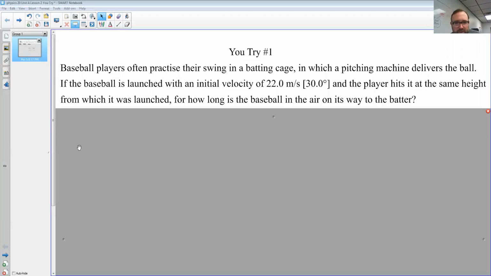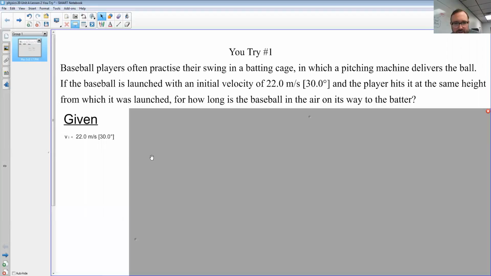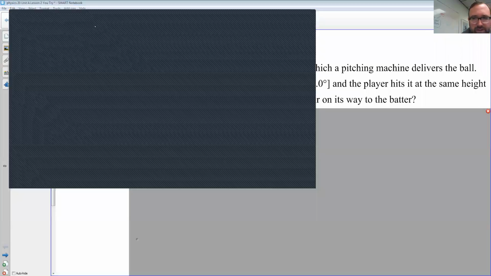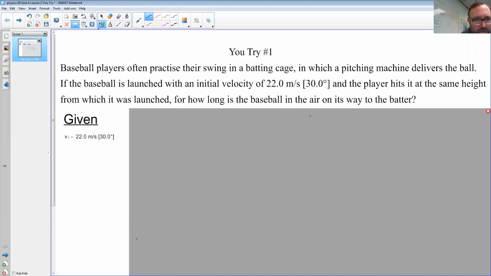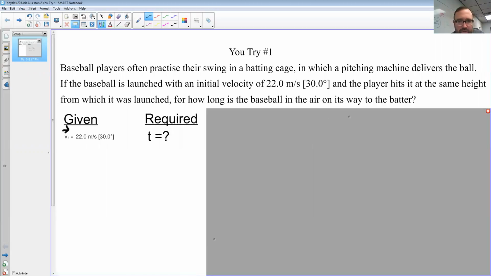So under the given, we were given the initial velocity, and that is a vector quantity, so make sure it always has the arrow above it. In this case, the 30 degrees is the direction, and 22.0 meters per second is the magnitude. Then under the required, we're looking for time, because it says for how long is the baseball in the air.